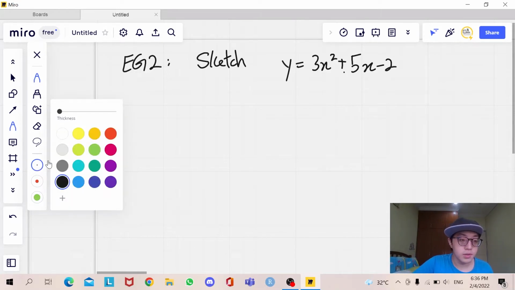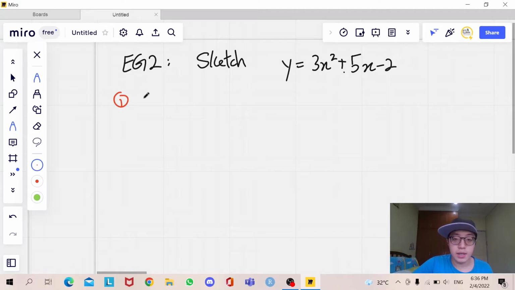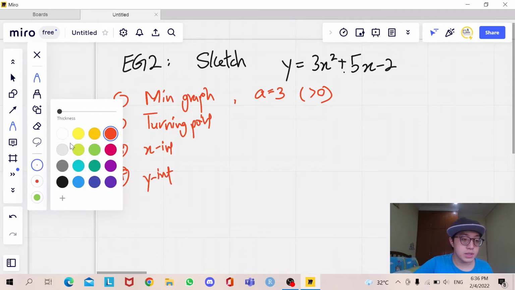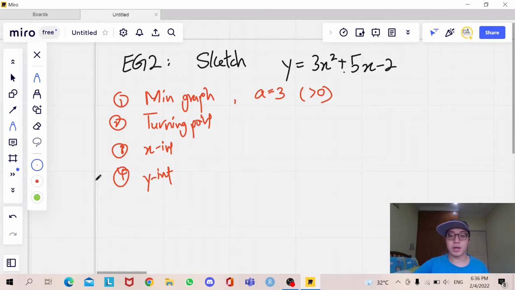From number one here, we can get that it's a minimum graph because a is equal to 3, which is more than 0. All right, number 2 here, we need the turning point. Number 3, x-intercept. Number 4, y-intercept. So let's start to look for the turning point by completing the square.